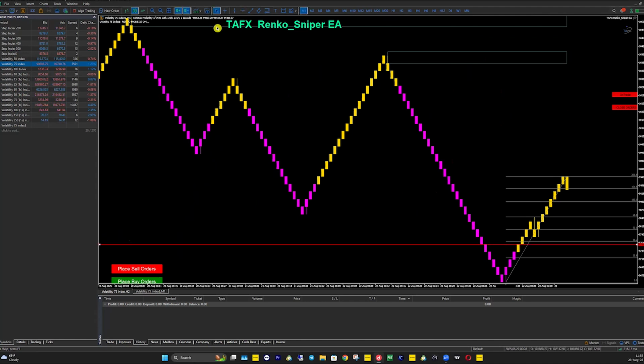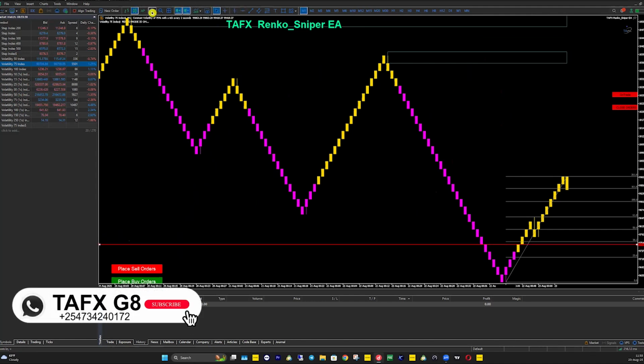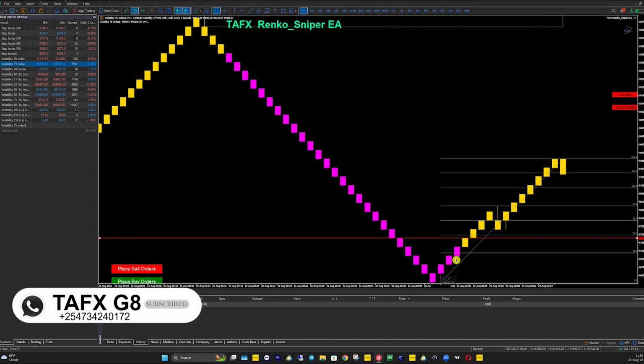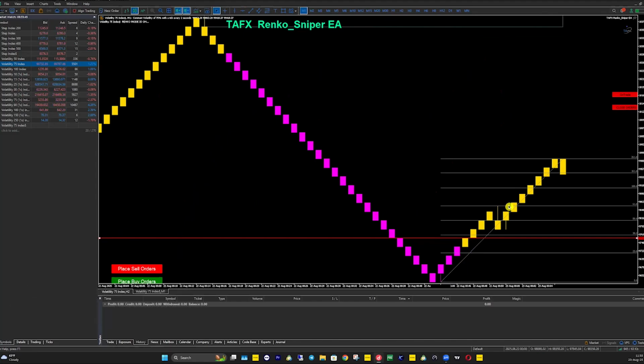Let's say, for example, when the bricks change color from magenta into golden, the first brick to close golden, the open price of our second brick, that is the entry point. It is the same thing that it has been doing here, looking for supply at this point, waiting for the market to change color at this level from golden to magenta. Then this is a sell, all right?